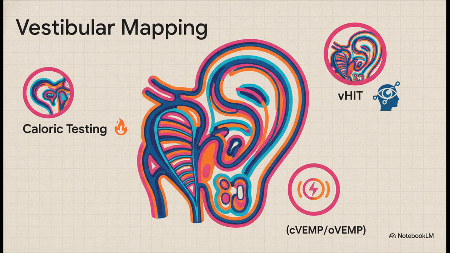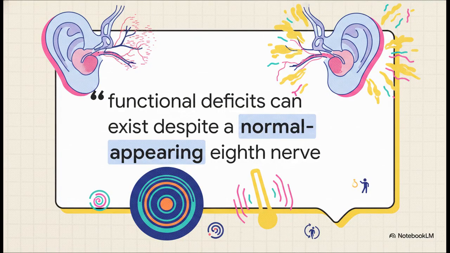Then we add in cervical and ocular VEMPs to localize the specific saccular and utricular afferents that are affected. Put it all together, and you get a complete high-resolution topographic map of the lesion. I literally cannot emphasize this next point enough. Functional deficits can exist despite a normal-appearing 8th nerve on MRI.